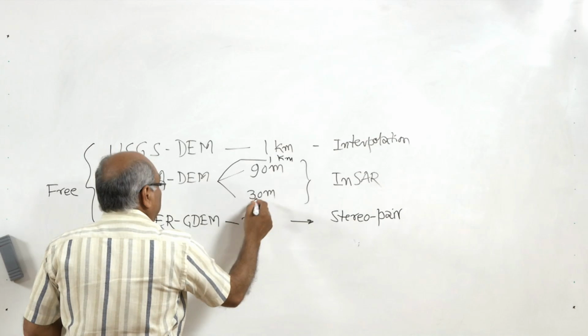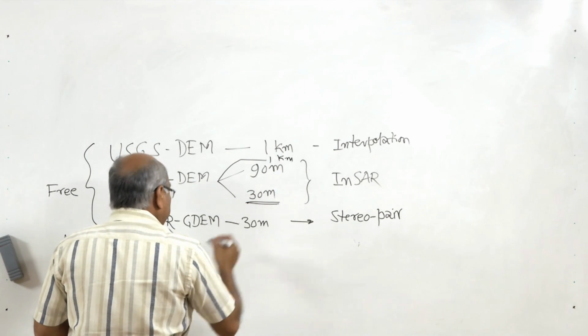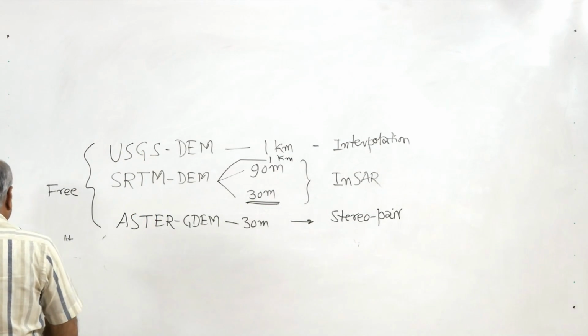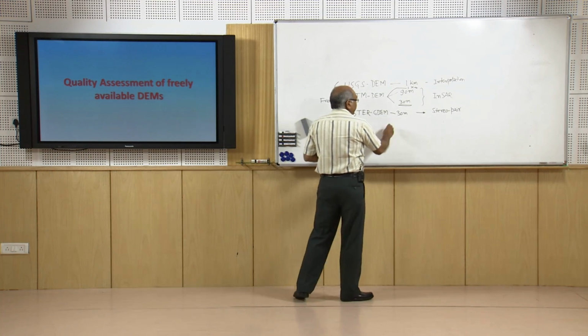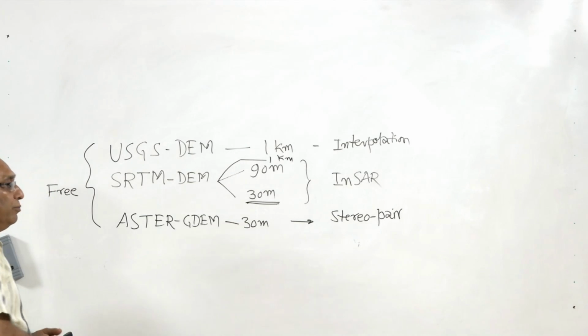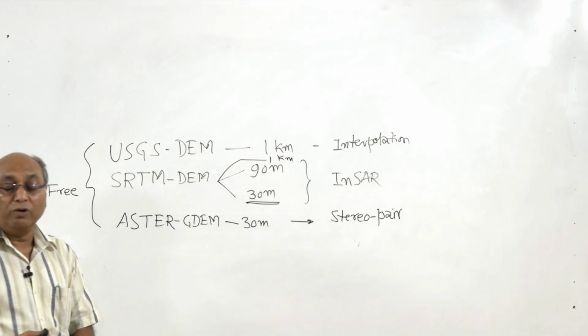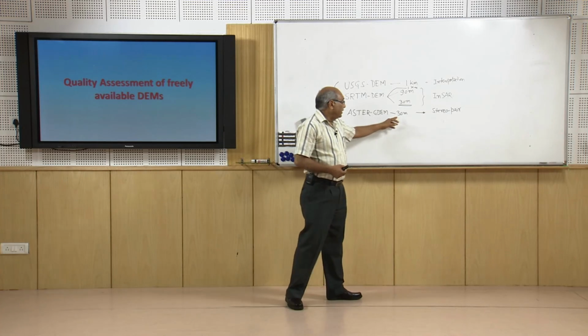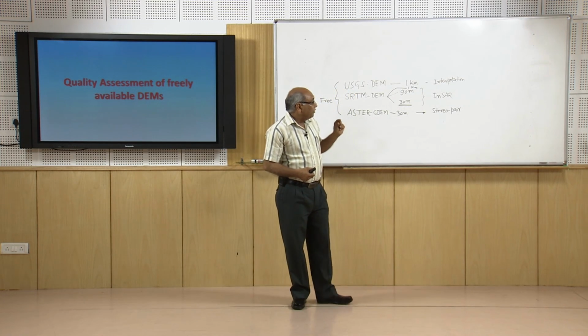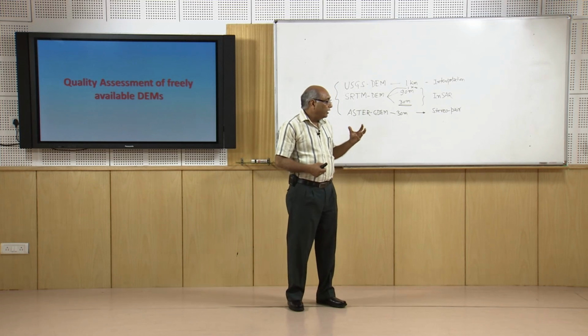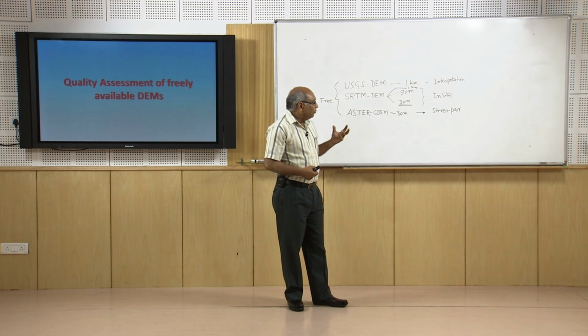And nowadays they have recently started giving also 30 meter resolution, and earlier this 30 meter GDEM, that is the global digital elevation model for the entire globe at 30 meter resolution, is available. So depending on the process or the inputs of the data, the quality of DEMs would vary.